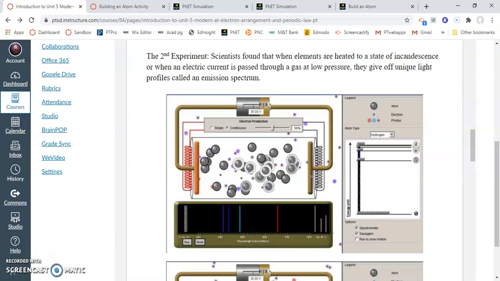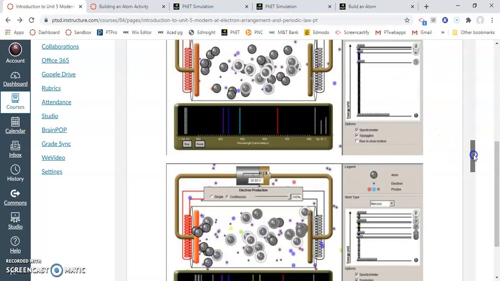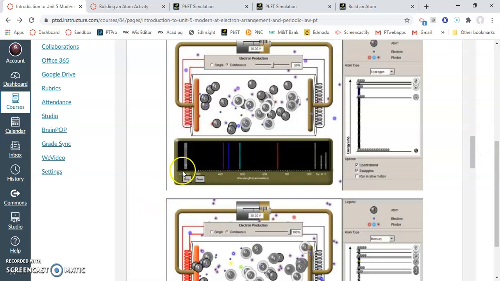And what he came across was looking through these with a prism. Every element had a very distinct set of lines of light that were given off. Everything else was kind of blank, but there were very discrete, distinct lines of light that were given off by an element when it was heated to the point of incandescence. Okay? So you can see hydrogen has very few lines.